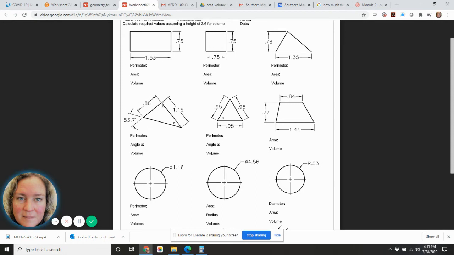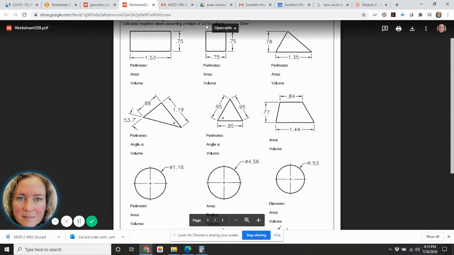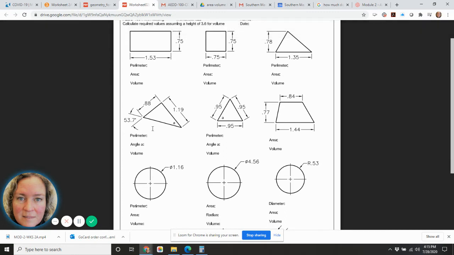And the height of this triangle, because it's a right triangle, is the length of this side, and the base is the length of the other side. So 119 times 0.88 will give me my area, and if I multiply that times 3.6 at the top here, then I can get the volume. So if we do assume that that's a 90-degree angle, we can answer these questions.